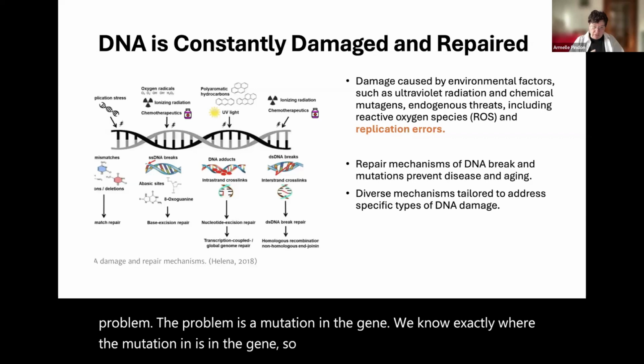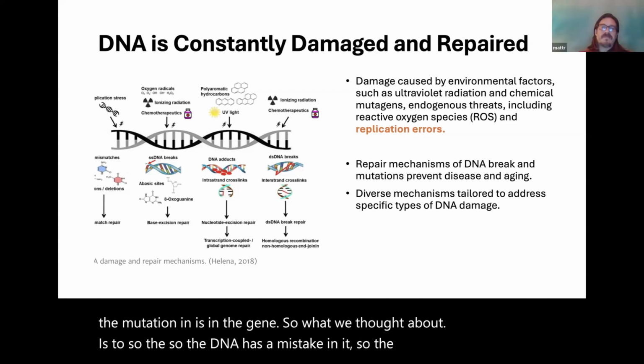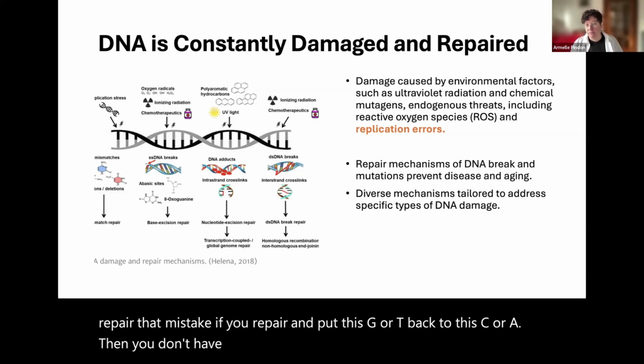So what we thought about is the DNA has a mistake in it. So the best way would be to repair that mistake. If you repair and put this G or T back to this C or A, then you don't have the disease anymore.